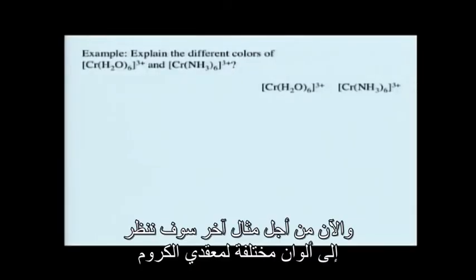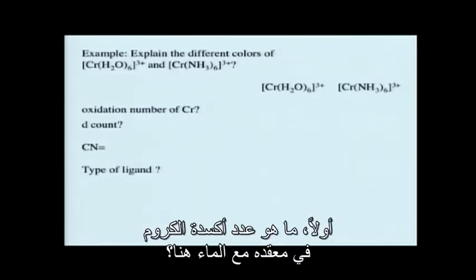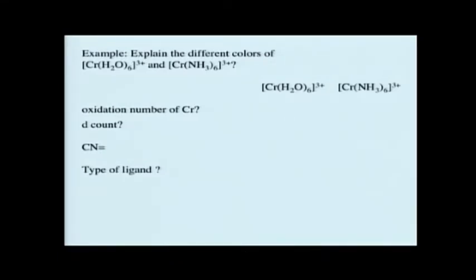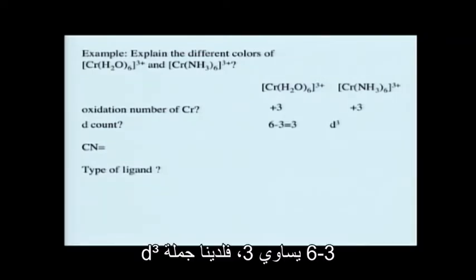So now, for another example, we're going to look at the different colors of two chromium complexes. First, what is the oxidation number of chromium in the water complex here? What is it? And what about over here with NH3 ligands? +3. So +3 and +3. And what is our d count? Do you know where chromium is, in what group? 6. 6 minus 3 is 3. So we have a d3 system.